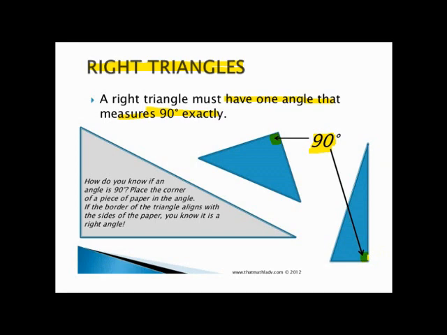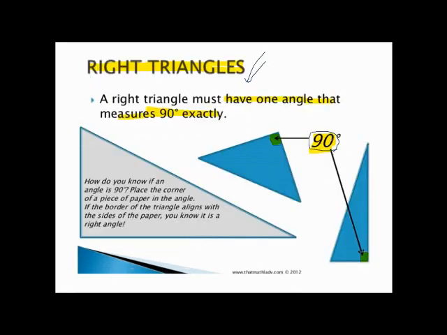I only care if I see one angle here having 90 degrees, so I will directly call it a right triangle. A right triangle has only one angle measuring 90 degrees, and that's why we named it a right triangle.